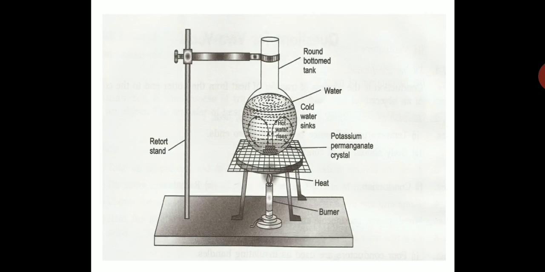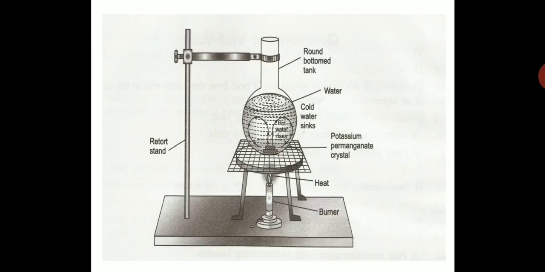You take water in the round bottom flask and add a few crystals of potassium permanganate. Then what will happen? The water you have taken in the round bottom flask is at room temperature, or you have taken cold water. That means you are going to begin heating it. When you add a few crystals of potassium permanganate, they will sink to the bottom.